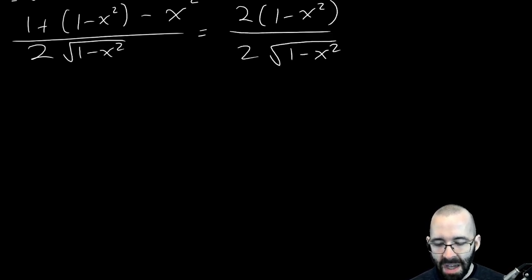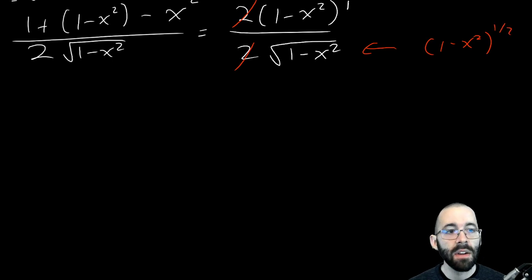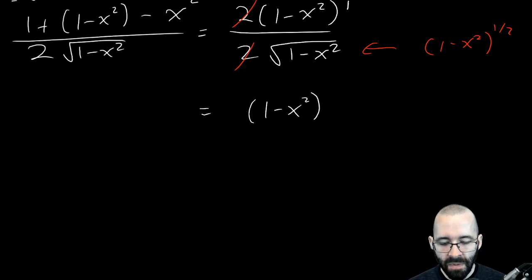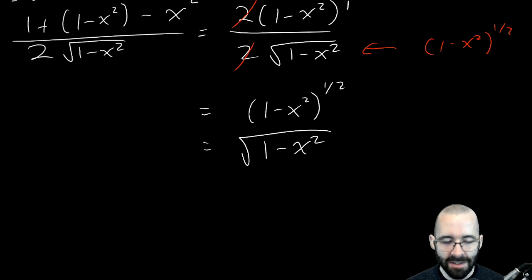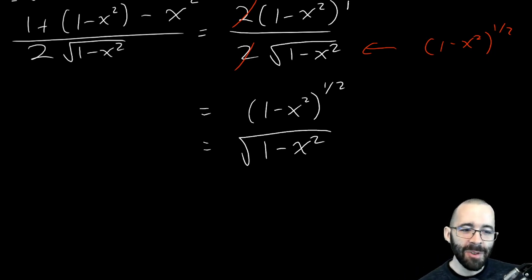Now you might be panicking right here, but look at what we have. This is 1 minus x squared to the first power. And this is 1 minus x squared to the half power. Subtract the exponents. You get 1 minus x squared to the positive half power, which is the square root of 1 minus x squared.